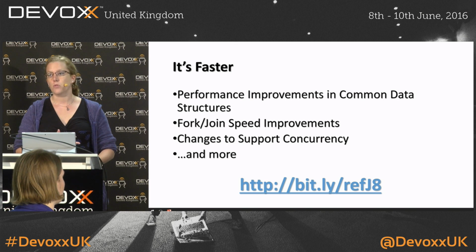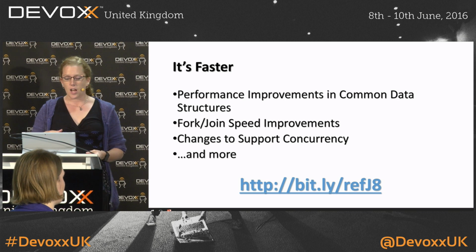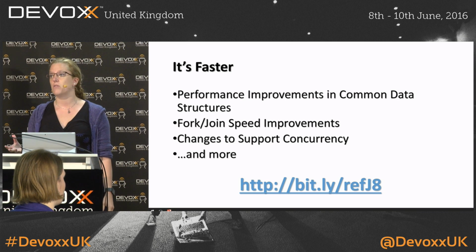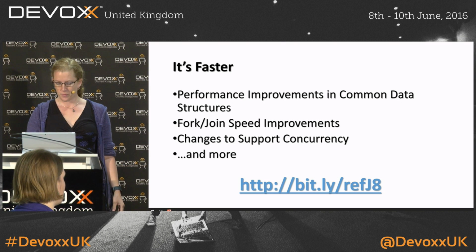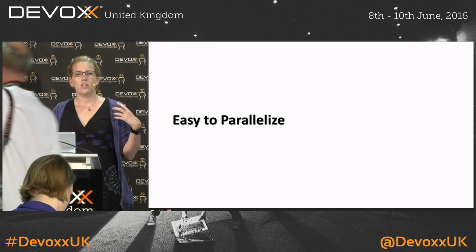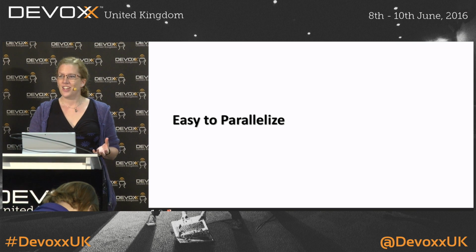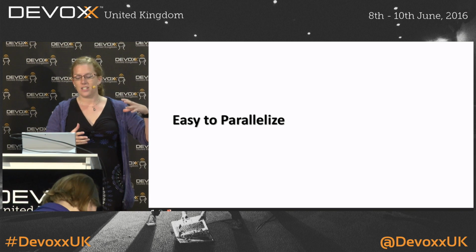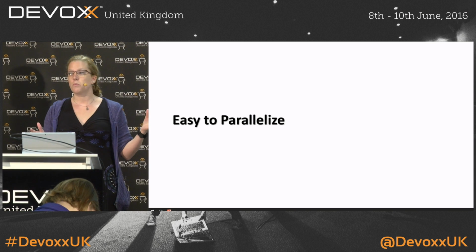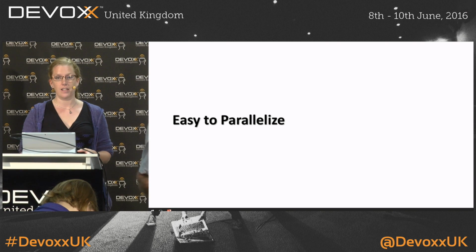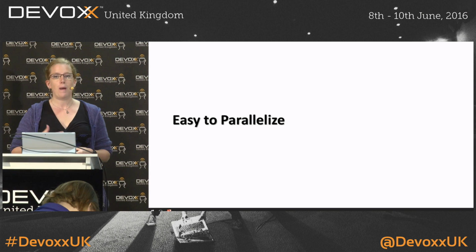There are some speed improvements in fork join, some extra stuff around concurrency, and a bunch of other bits and pieces, just some small things which will make your code faster, even if you don't take advantage of the new features. Related to that, Java 8 is easy to parallelize, which, hopefully we'll see, is a bit of a double-edged sword. By using the magic parallel incantation, you can run your operations on a data structure, taking advantage of multiple CPUs without having to worry about spinning up new threads or using the fork join framework directly.